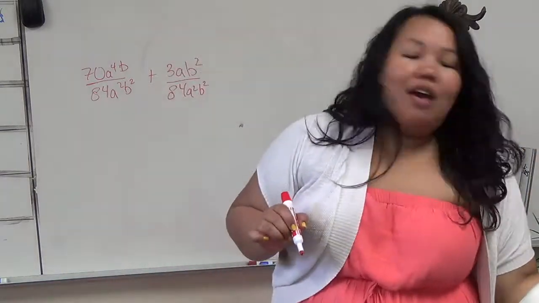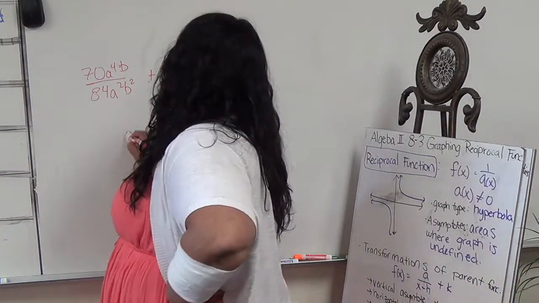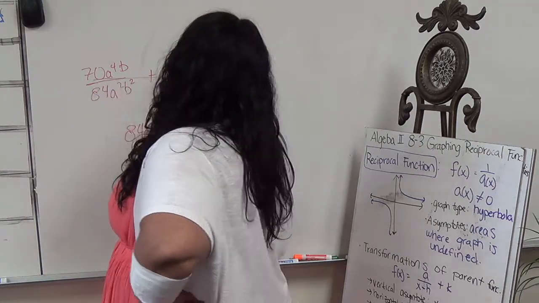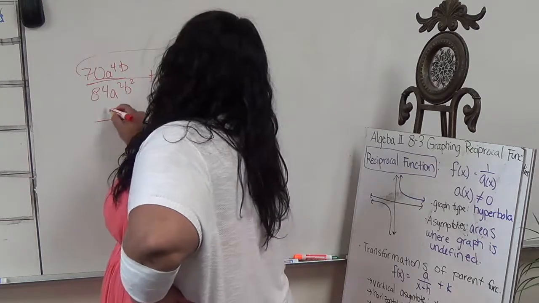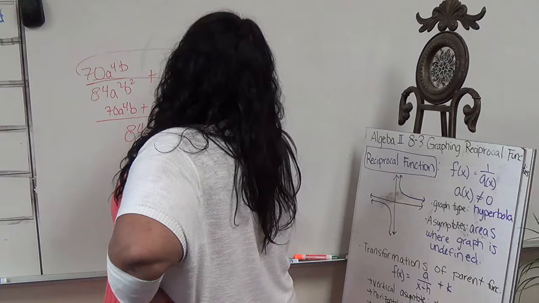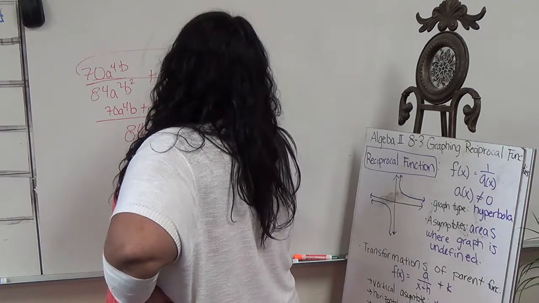So now once I have that, then I can put it under 1 and combine this, which is 70a to the 4th b plus 3ab squared.